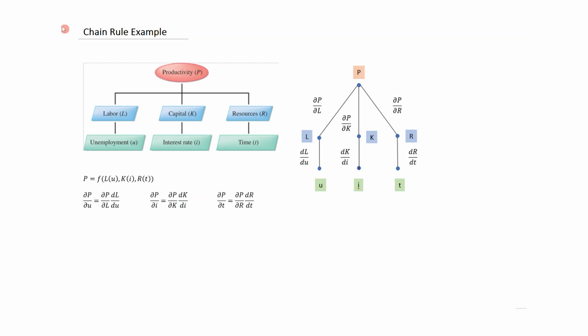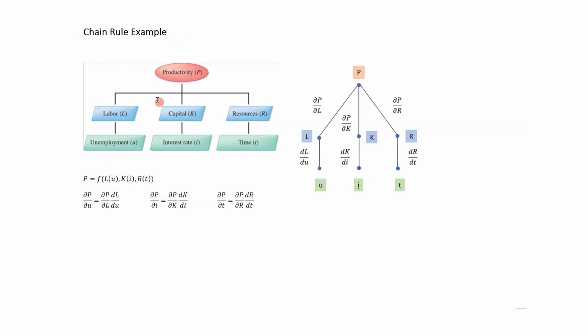So let's just look at an example again. We covered this in an earlier lecture. We have a picture here which describes some relationship in economics between productivity and labor, productivity and capital, and productivity and resources. Labor depends on unemployment, capital depends on interest rate, and resources depends on time. And so what we're interested in knowing is to what extent productivity depends on unemployment, interest rate, and time.